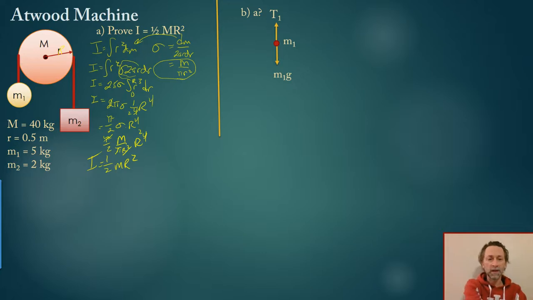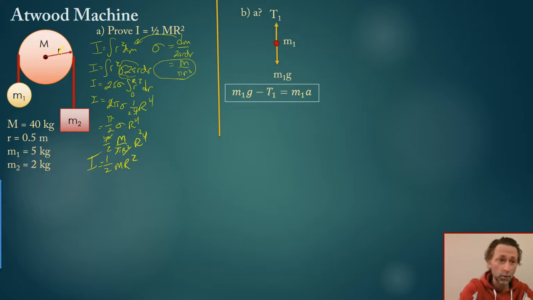I'm going to do a force diagram for this M1. Remember, I have the force of gravity pulling down and the tension pulling up. I'm going to say that there's a T1 here and the force of gravity. And then I can set up my equation that says, if this whole thing is moving this way, then the mass 1 times gravity minus T1 is equal to M1A.